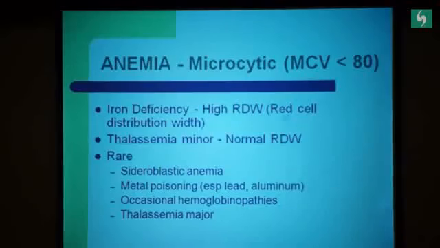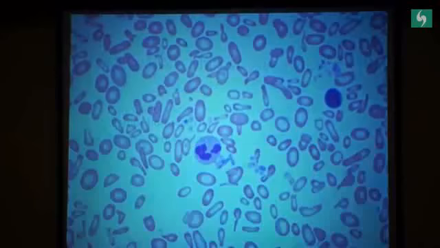So that complexity needs to be picked up based on the blood test. Now, of course, other rare causes of microcytic hypochromia are these. Now this is the typical way a microcytic hypochromic picture will look in an iron deficiency.